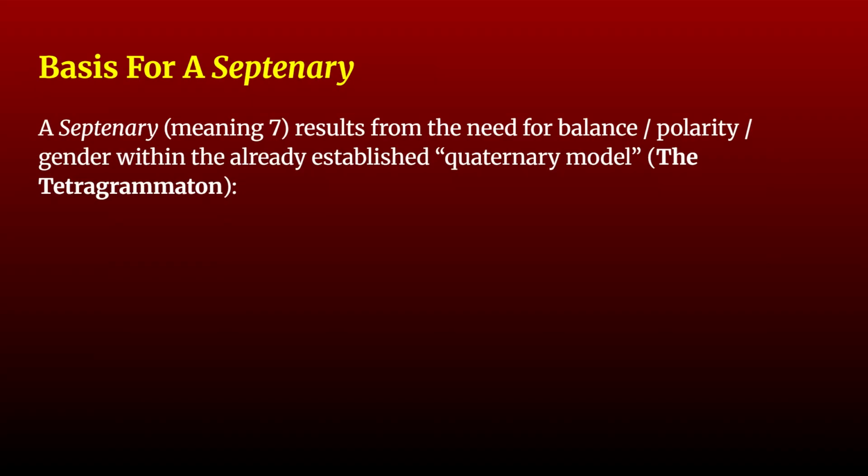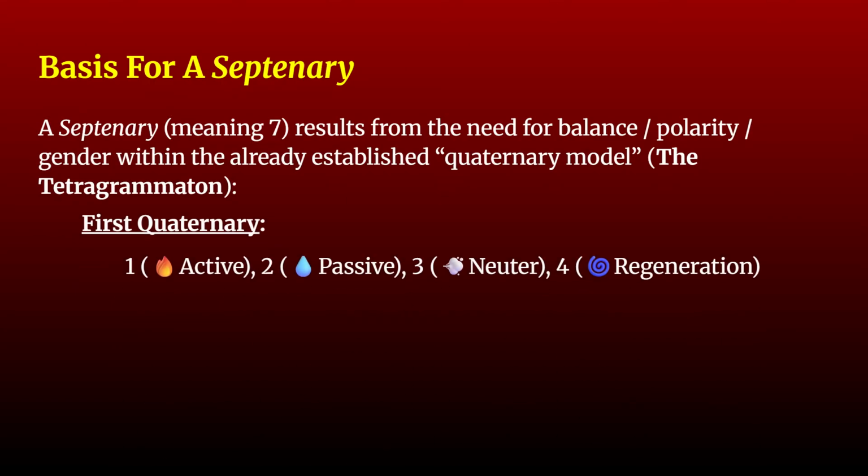So with the established tetragrammaton called the quaternary model, because of the law of four, essentially all it's doing is taking that and doing it twice to establish a positive and a negative. So a septenary, as you will see, the first quaternary, one, two, three, and four, as we've already reviewed. One is the active, the fire. Two is the passive, the water. Three is the neuter, which is the joining of one and two, which is the air element. And four is the regeneration. Because as we looked at already, four can be reduced back to one.